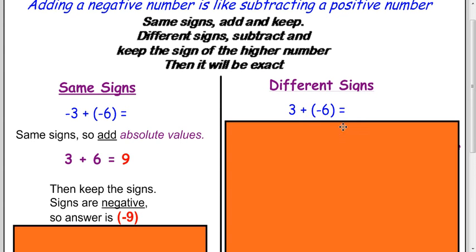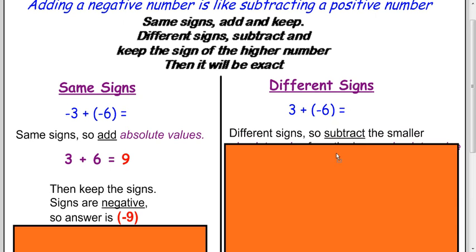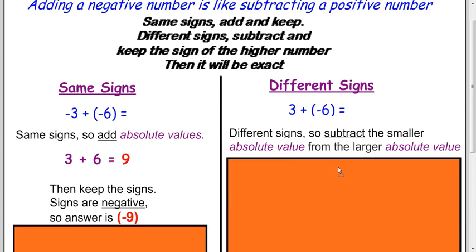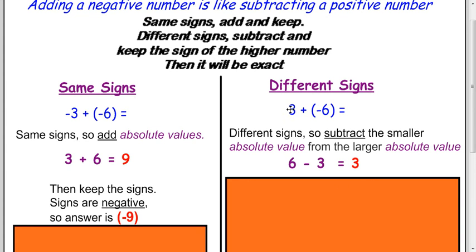Different signs, let's give an example problem of 3 plus negative 6. With different signs, we subtract the smaller absolute value from the larger absolute value. Look at this. The absolute value of 3 is 3. The absolute value of negative 6 is 6. So negative 6 actually has a larger absolute value than 3, even though 3 is the higher number. We talk about the higher number, but remember, when we talk about this, we're talking in terms of absolute value, as you'll see as we move a little further down here.